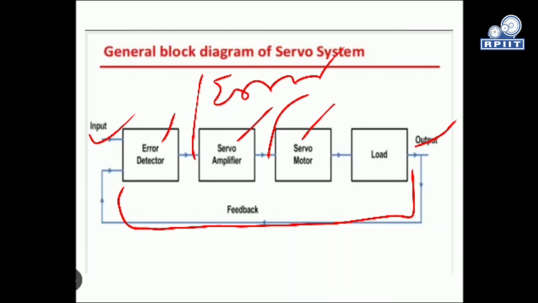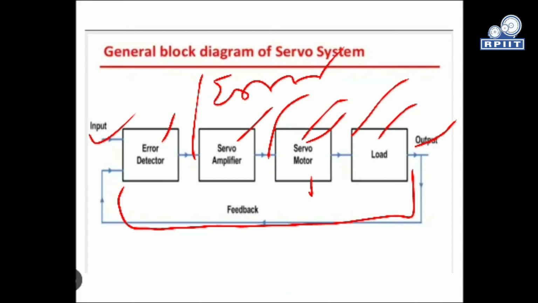The servo motor can be AC or DC, depending upon our load. If the load is AC, then we will use the AC servo motor, which feeds directly to our load. And if the load is DC, then we will use a DC servo motor, and that operates our load.